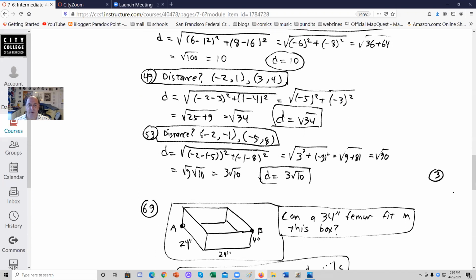What's the distance between (-2, -1) and (-5, 8)? Well, again, negative 2 minus negative 5, squared, plus negative 1 minus 8, squared, add and square root. Negative 2 minus negative 5 is negative 2 plus 5, which is 3. Square that. Negative 1 minus 8 is negative 9. Square that. 3 squared is 9, 9 squared is 81. Square root of that sum is root 90. Okay, the largest square factor of 90 is 9. So you get root 9 times root 10. Root 9 is 3. 3 root 10 is the distance.